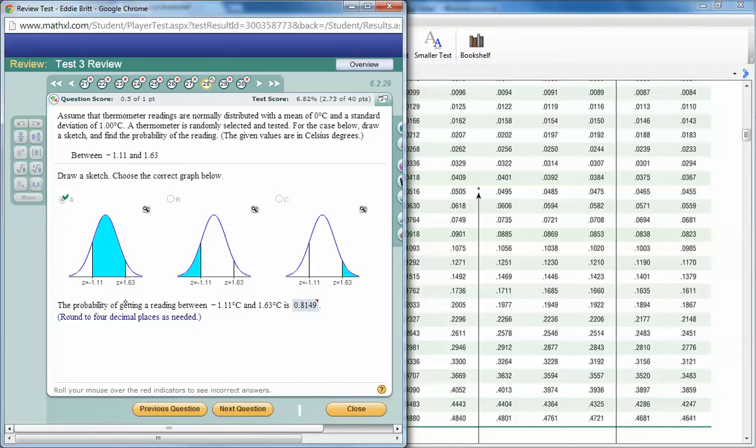And to find the probability, look up the area for 1.63 in your z-score chart, and then subtract the area for negative 1.11 in your z-score chart. You're going to come up with 0.8149, or something really close to that. Again, it's the area for the furthest one to the right minus the area for the one to the left in the z-score chart.